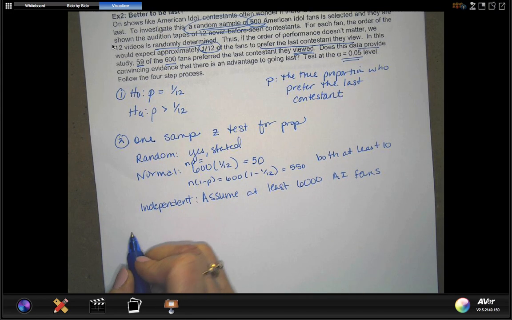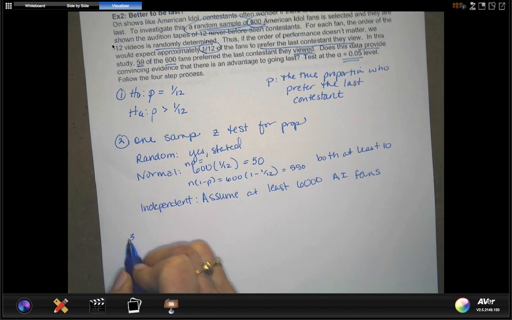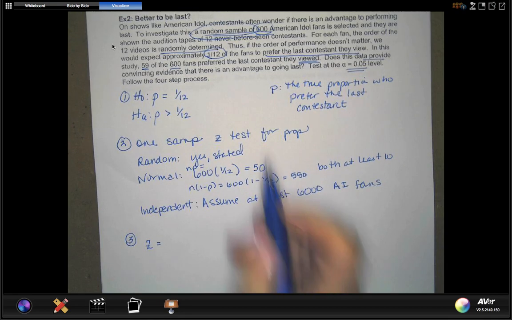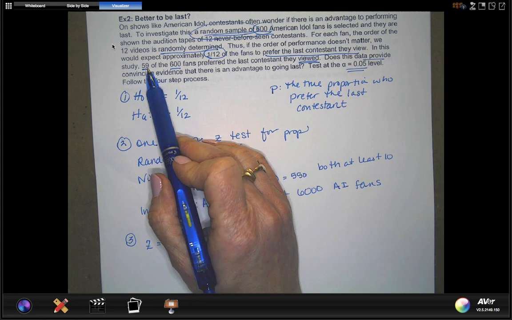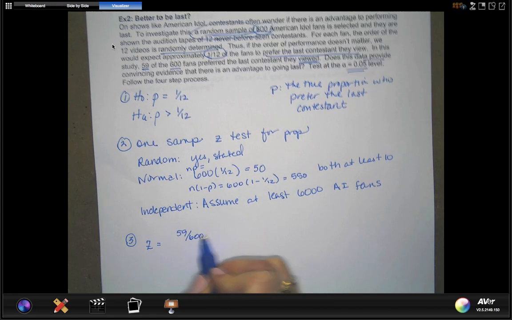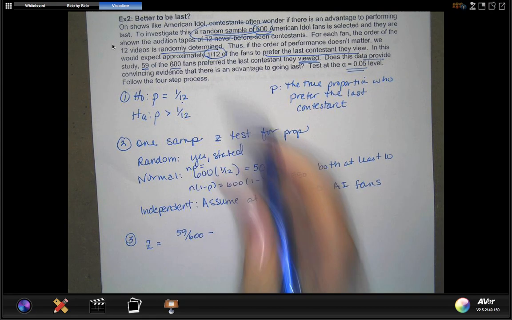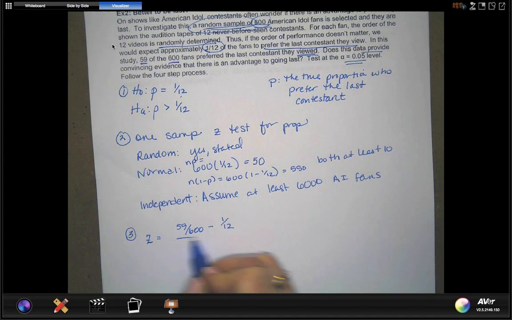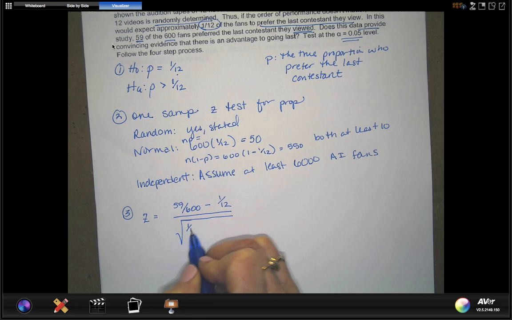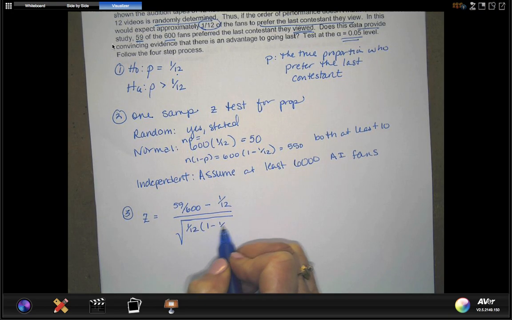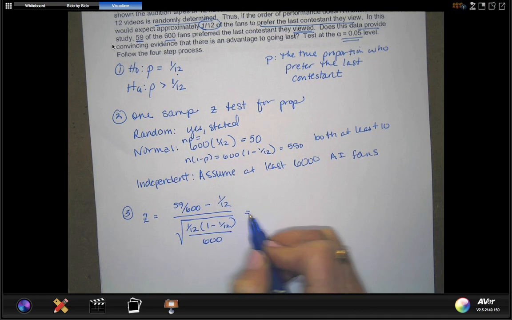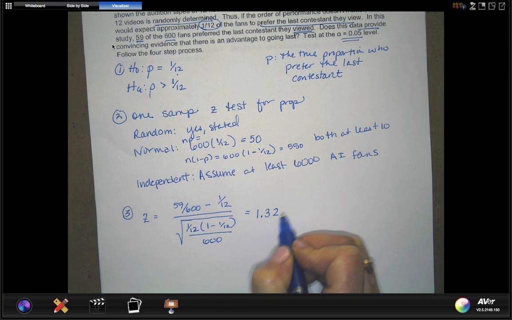All right, when I do the calculations here, I'm using Z. It's my P hat that's first, so that's 59 over the 600, minus my P, divided by the square root of P times 1 minus P over N. You type that all in the calculator and you should get this answer.